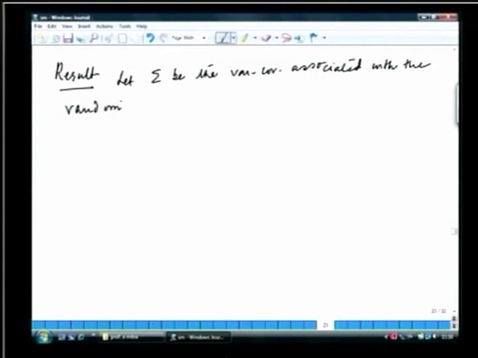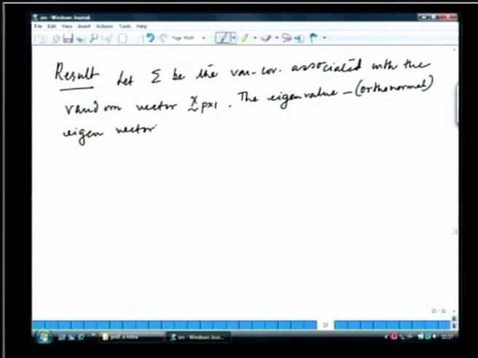The whole exercise will be done through the eigenvalues and eigenvectors of this sigma matrix. So, with the random vector x, the eigenvalue and orthonormal eigenvector pairs of this sigma matrix are (λ1, e1) up to (λp, ep).